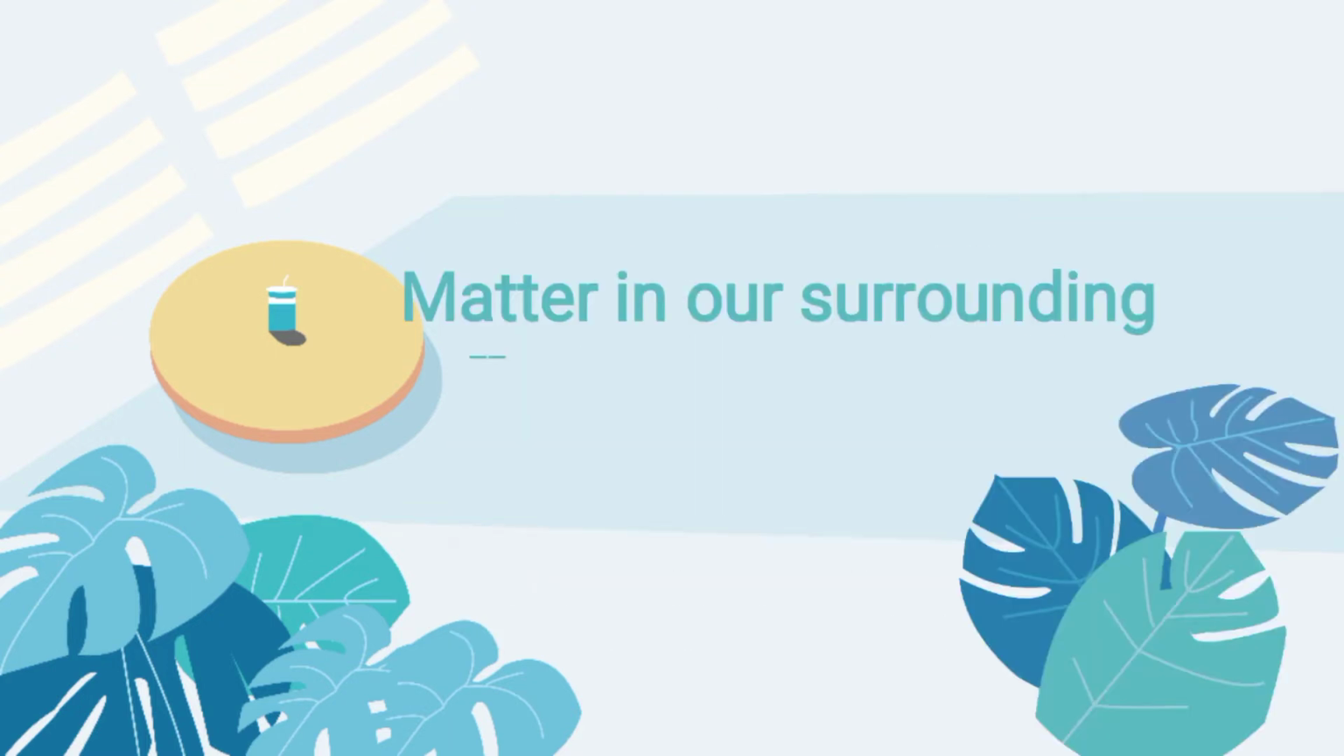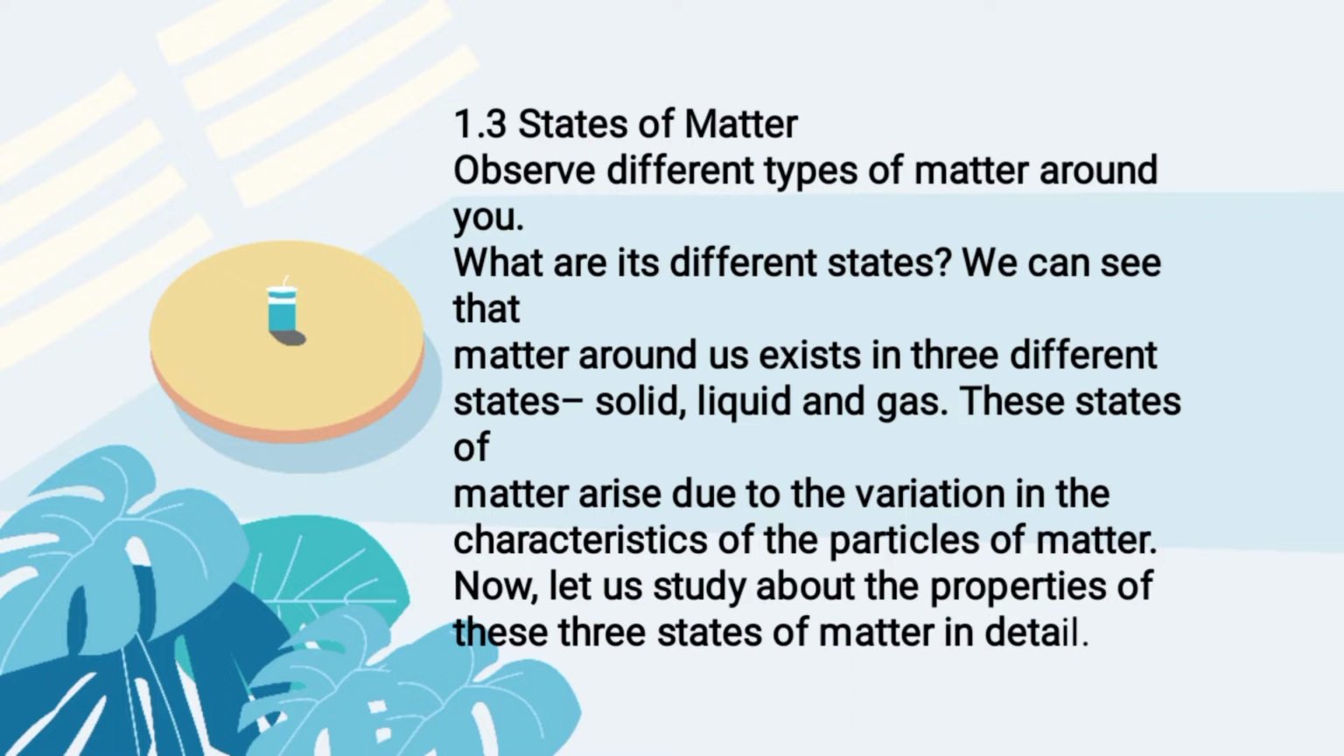So what are states of matter? Observe different types of matter around you. What are its different states? We can see that matter around us exists in three different states, that is solid, liquid and gas. These states of matter arise due to variation in the characteristics of the particles of matter. Now let us study about the properties of these three states of matter in detail.